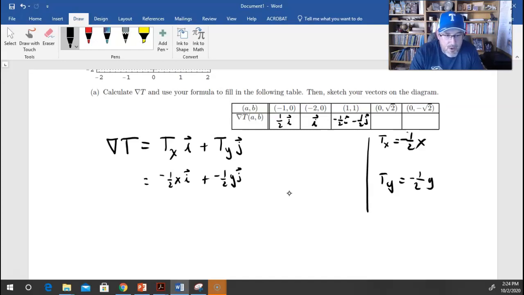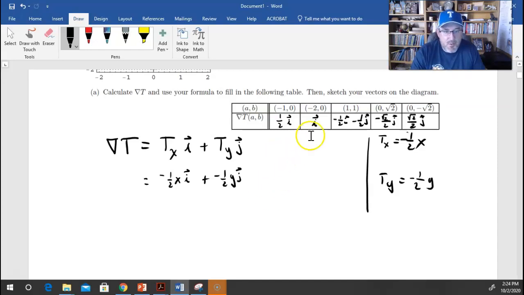How about 0, square root of 2? Well, if x is 0, that term is out. If y is the square root of 2, we would just get negative 1/2 times the square root of 2. We could say negative the square root of 2 over 2 j. And then 0, negative square root of 2. So 0 is going to take that out. y is negative the square root of 2. So now we're going to get positive square root of 2 over 2 j.